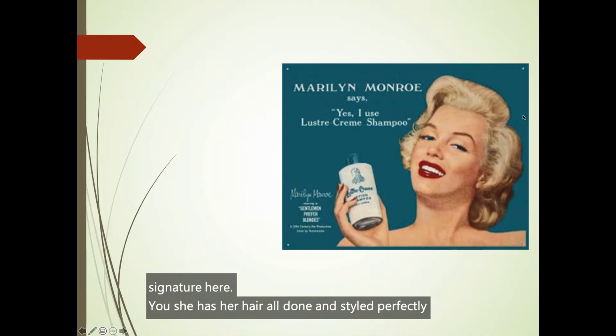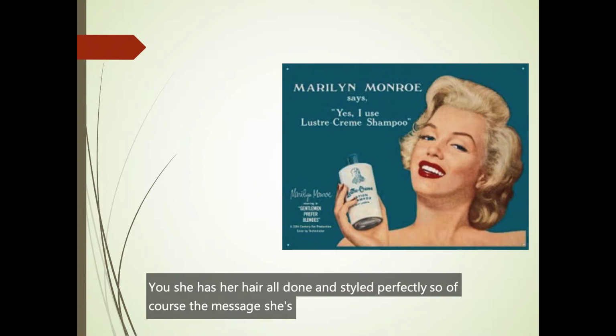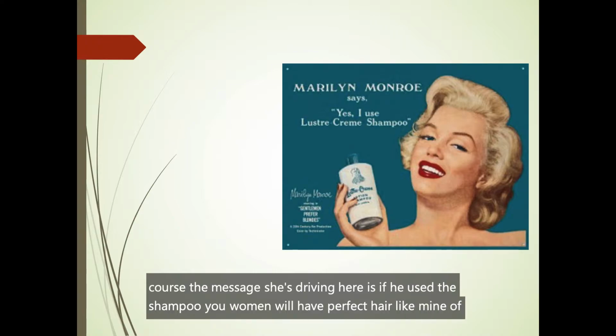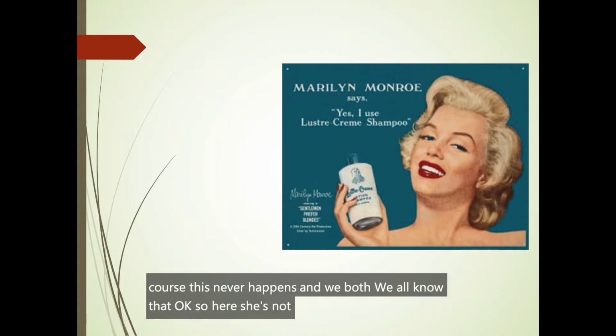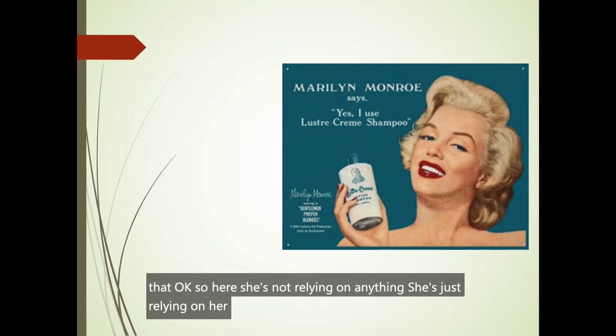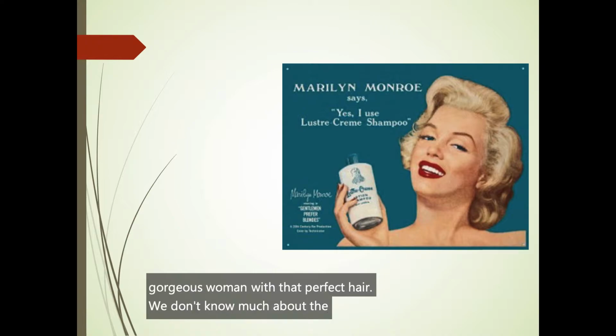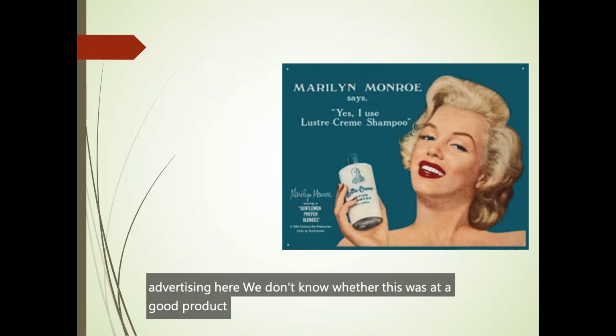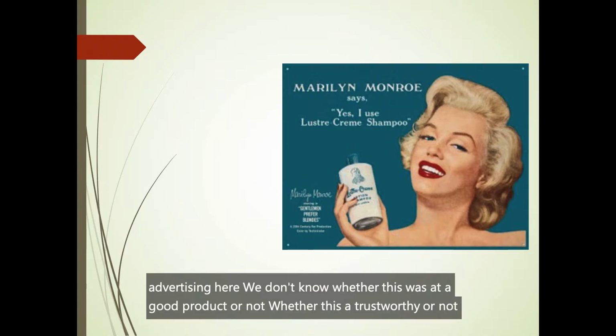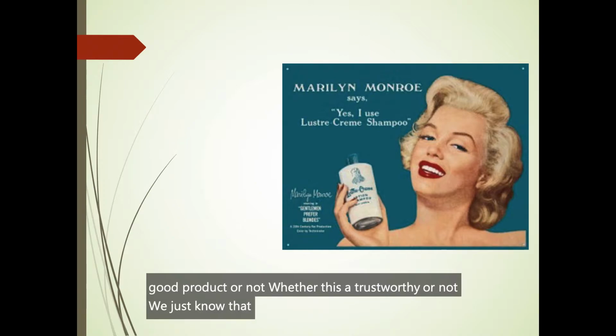You see, she has her hair all done and styled perfectly. Of course, the message she's driving here is if you use that shampoo, women will have perfect hair like mine. Of course, this never happens, and we all know that. So here she's not relying on anything. She's just relying on her image as a super beautiful and gorgeous woman with that perfect hair. We don't know much about the product she's advertising here. We don't know whether this was a good product or not, whether this is trustworthy or not. We just know that Marilyn Monroe is driving that message to everyone.